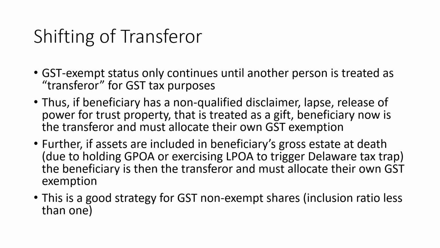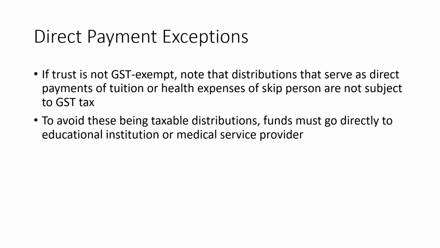So because of this, in a lot of trusts, especially if the GST exemption is not going to be sufficient at funding, what you can do is have a trust split out into an exempt and non-exempt share. The exempt would have a perfect 0 inclusion ratio, and the non-exempt share would have an imperfect 1 inclusion ratio. And with this strategy, you could look down the road: could a beneficiary become the quote-unquote transferor with respect to a GST non-exempt share, to then convert it to an exempt share through the use of that beneficiary's GST exemption?